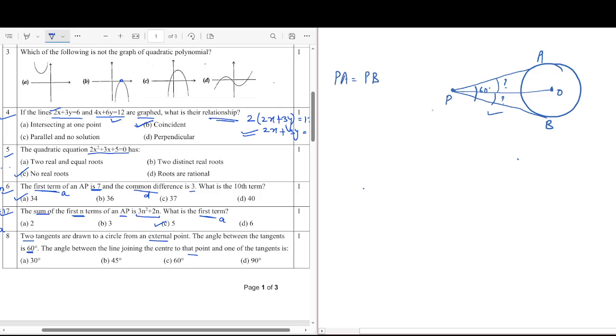That time we did one more property, that the angle between the line joining the center to the external point and one of the tangents is half of the angle. So if this angle is 60 degrees, this line will divide this angle into equal parts. So it will be 30 degrees and this is also 30 degrees. If this angle is, suppose, 80 degrees, the line which joins the center with the external point will divide the angle into two parts, so it will be 40 and 40. So here the angle is 30 degrees and we can see that option A is the correct option.